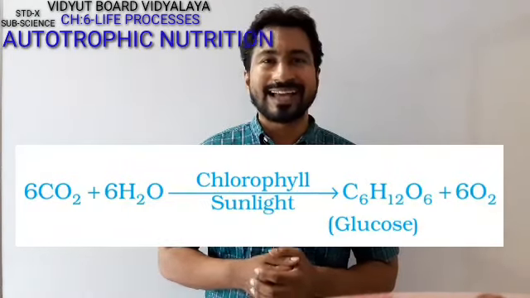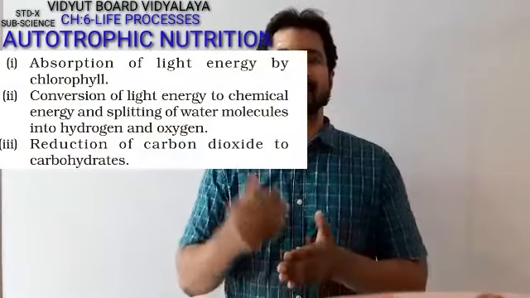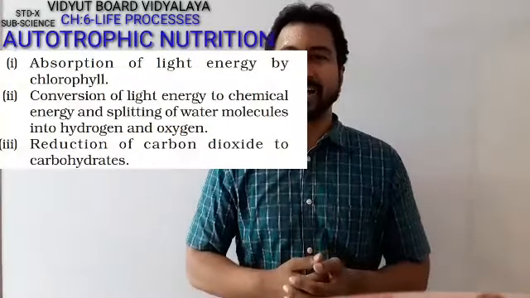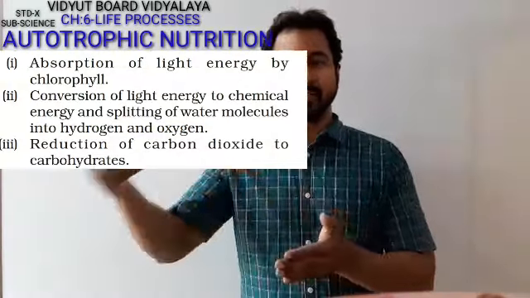And the third step, that is the reduction of carbon dioxide into the carbohydrates. Reduction means the addition of the hydrogen content and removal of the oxygen content. So these are the 3 major events which are taking place at the time of photosynthesis.